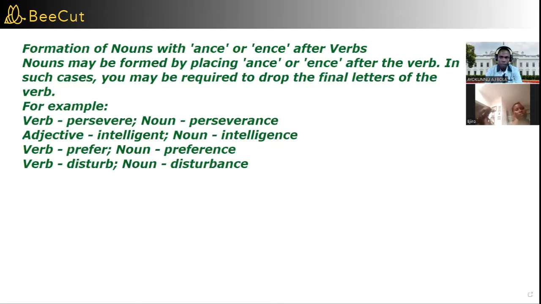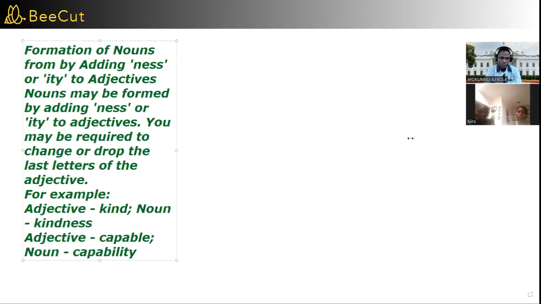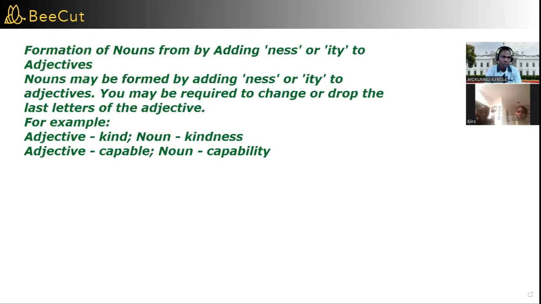I'm going to be asking you some questions soon, but we're still looking at a little more examples. So, formation of nouns by adding NESS or ITY to adjectives. Let's see how that works. Nouns may be formed by adding NESS or ITY to adjectives. You may be required to change or drop the last letter of the adjective.